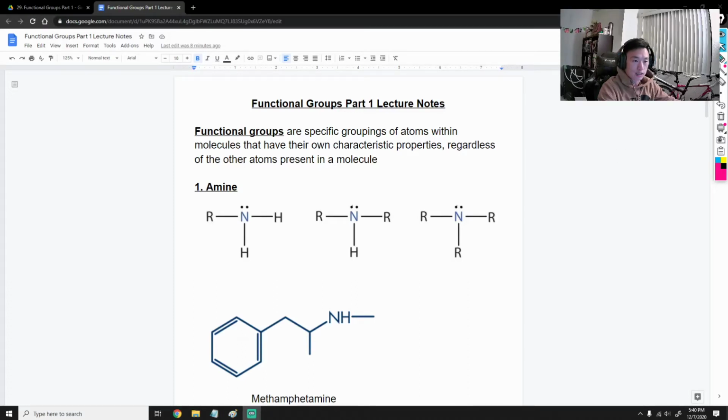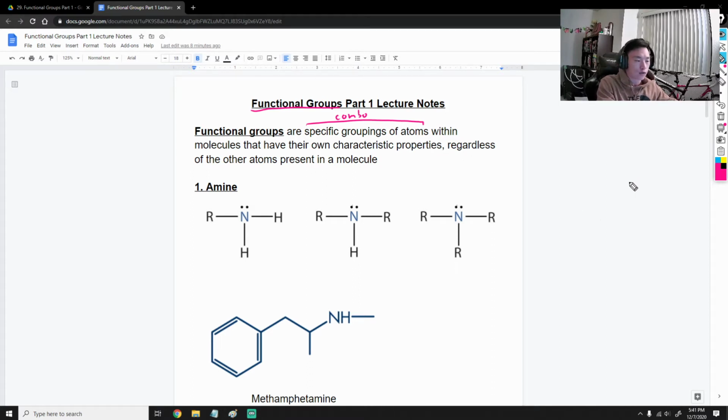Alrighty guys, so in today's lecture we're going to be going a little bit deeper into our study of organic compounds by talking about something called functional groups. Now very simply put, functional groups are specific groupings of atoms. So this basically means that they're a specific combination of atoms inside a molecule that has its own characteristic properties regardless of what other atoms are present in the molecule.